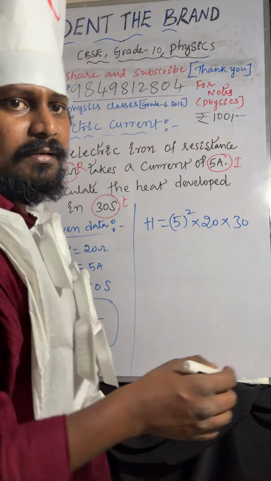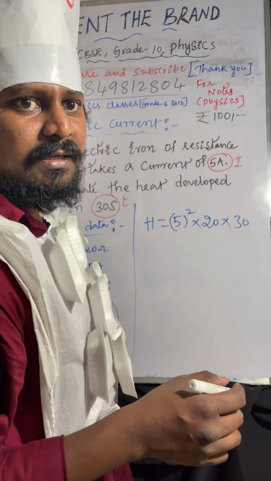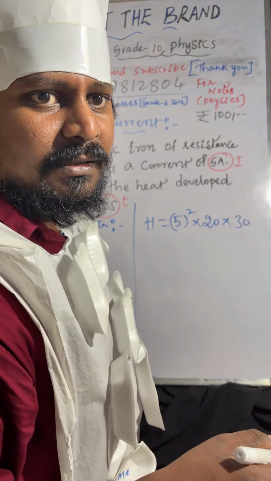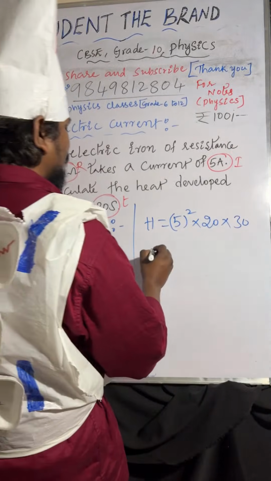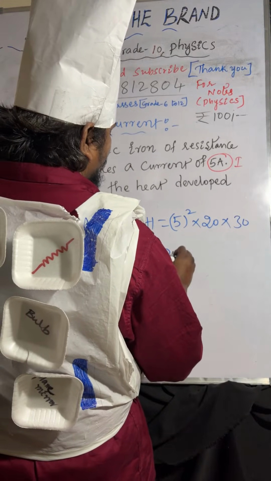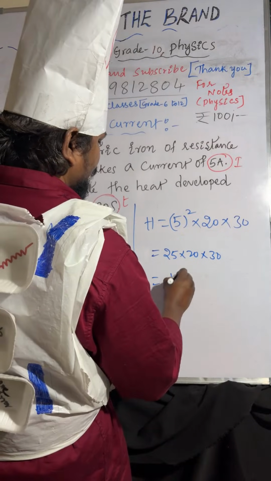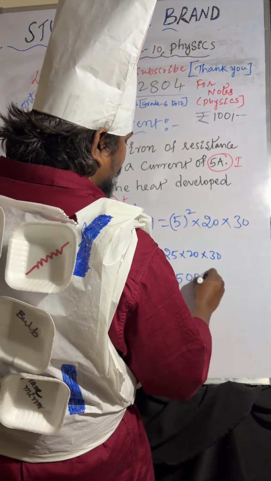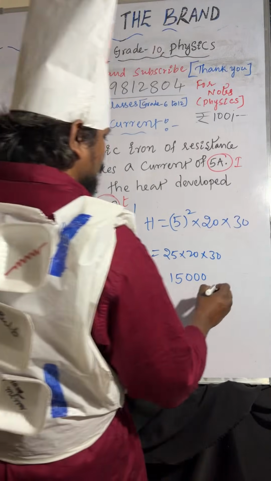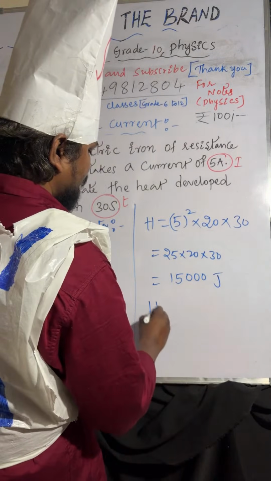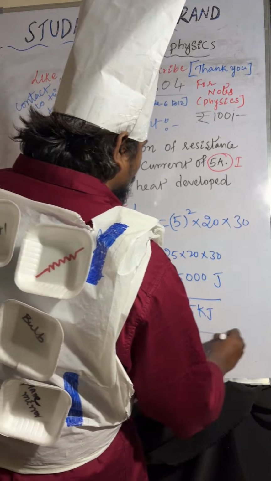Yeah, correct. Nice, nice. Maximum members are attempting answers. Great, keep it up. So the answer is 25 into 20 into 30, that is 15,000 joules. So we can take H equal to 15 kilojoules. This is the answer.